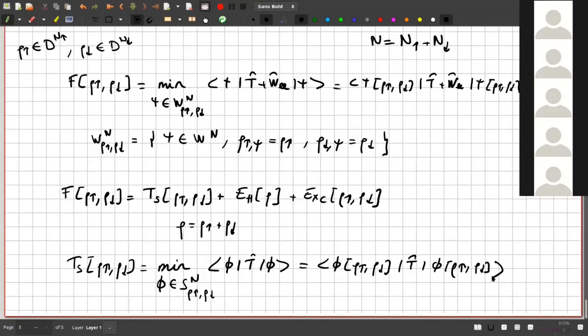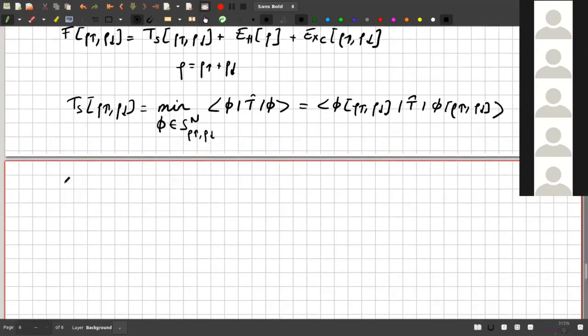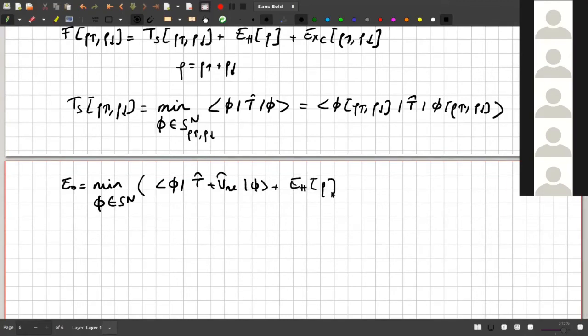And we finally arrive at the Kohn-Sham expression for the ground state energy as a minimum over single Slater determinants. And we are going to have, like before, the expectation value of T plus VNE. We have the Hartree functional depending simply on rho of phi. And then the exchange correlation functional that is now a functional of rho up of phi and rho down of phi. Okay, so the difference is really only this term.